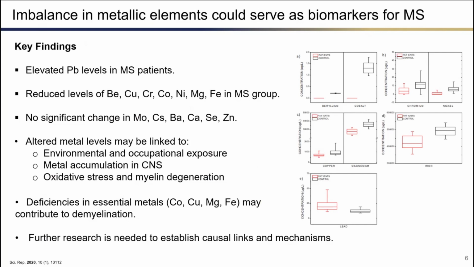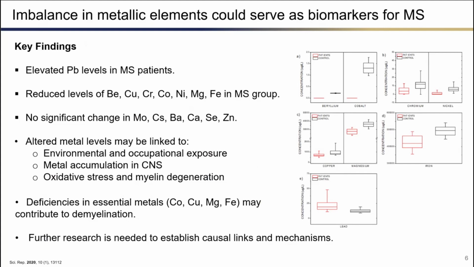They say that the altered metal levels can be linked to environmental and occupational exposure, and also metal accumulation can be there in the central nervous system, and oxidative stress and myelin degradation can also be there because of the altered metal levels in their blood.